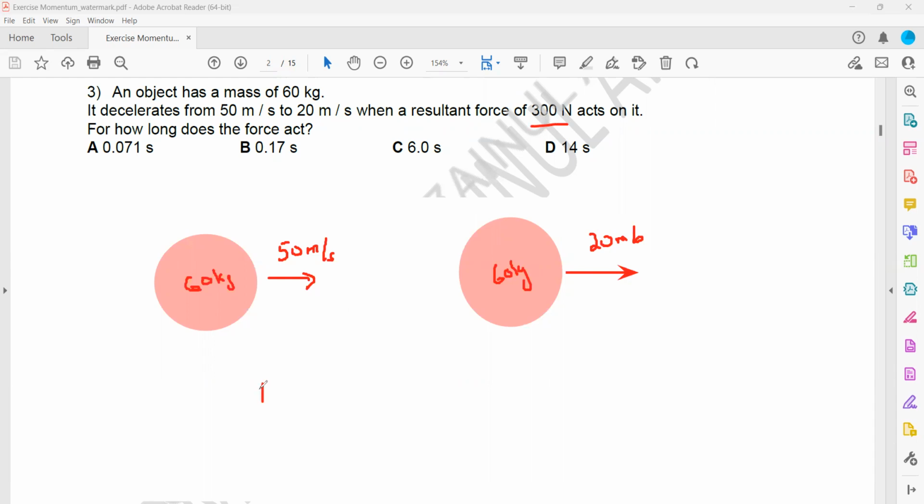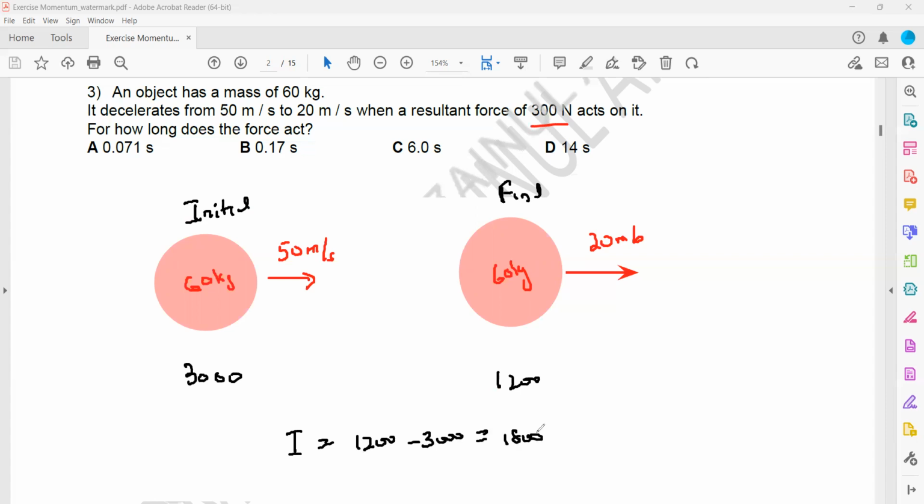So first what we'll do, we'll find the impulse, the change in momentum. So how much is this? The initial momentum, 60 multiplied by 50, 6 multiplied by 5 is 30. So this will be 3000. And what about the final? 60 multiplied by 20, so 6 multiplied by 2, 12. So it will be 1200. So when we calculate the difference, final minus initial, it will be 1200 minus 3000, which equals 1800 Newton second.